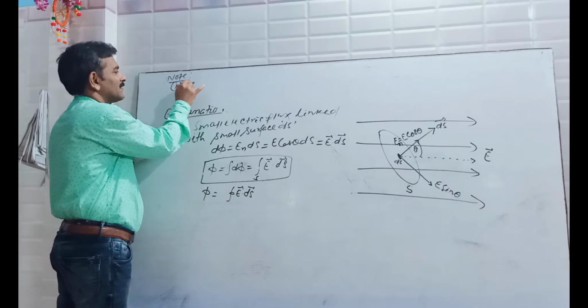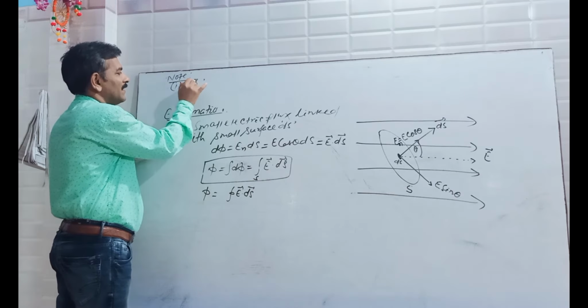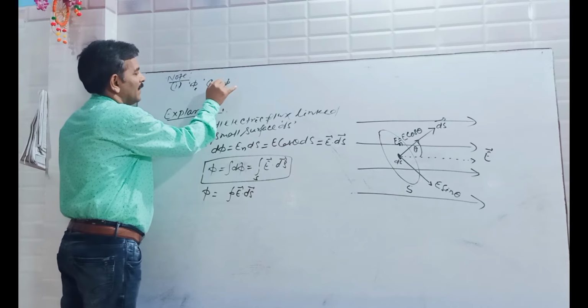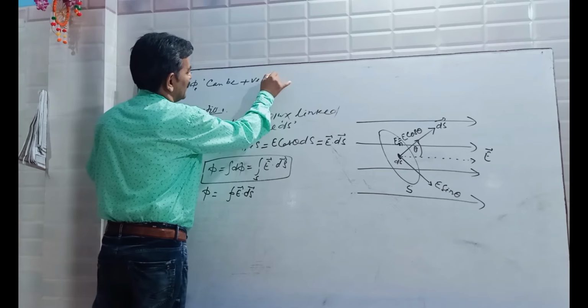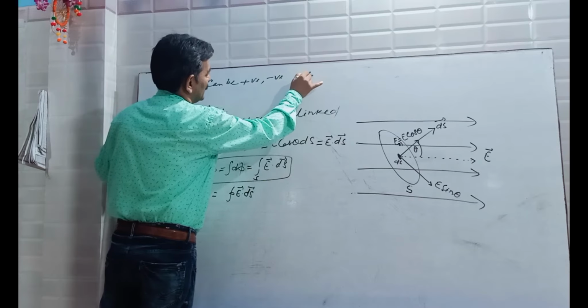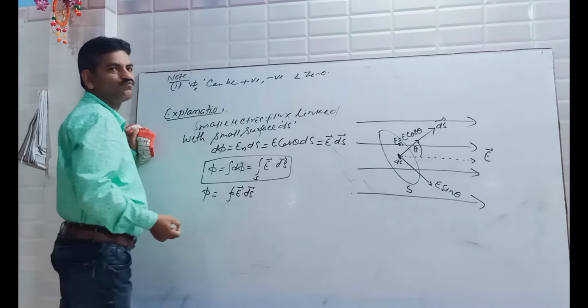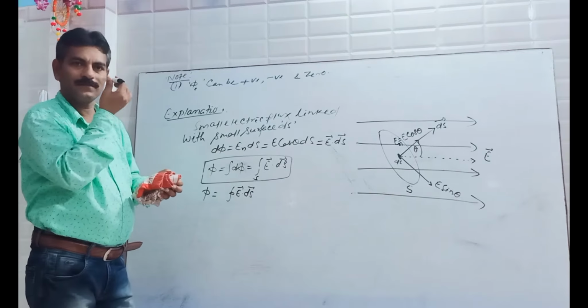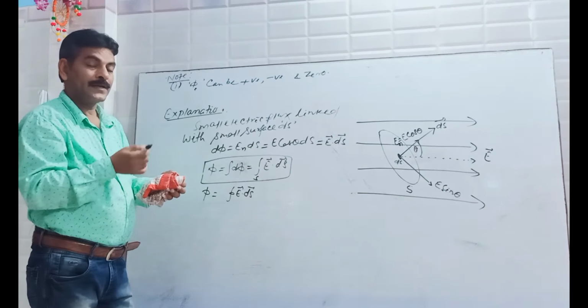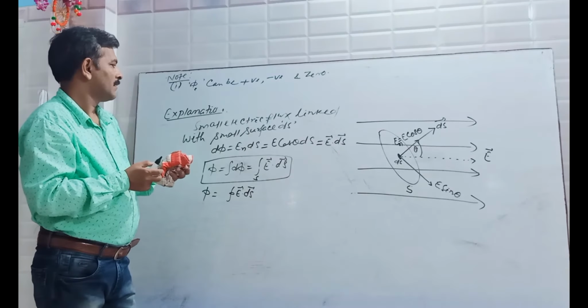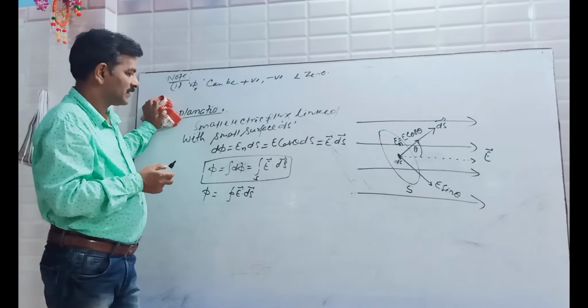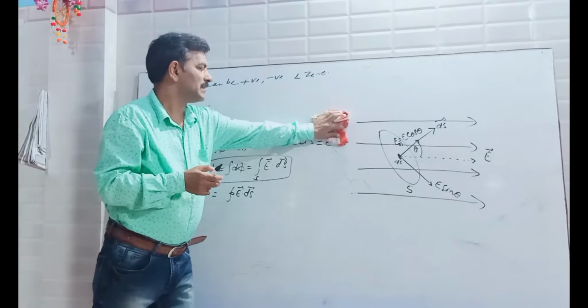Electric flux can be what? Positive, negative, and zero. You see, electric flux can be positive, negative, and zero.